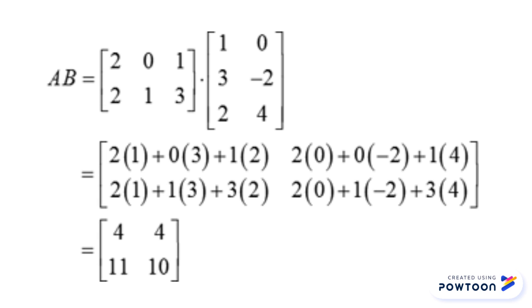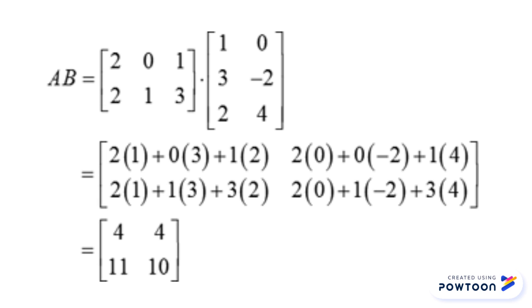So now we'll start by multiplying row 1 from A and column 1 from B. So we'll start by multiplying 2 times 1 plus 0 times 3 plus 1 times 2. And that will give us the result of the number in row 1, column 1, which is 4.